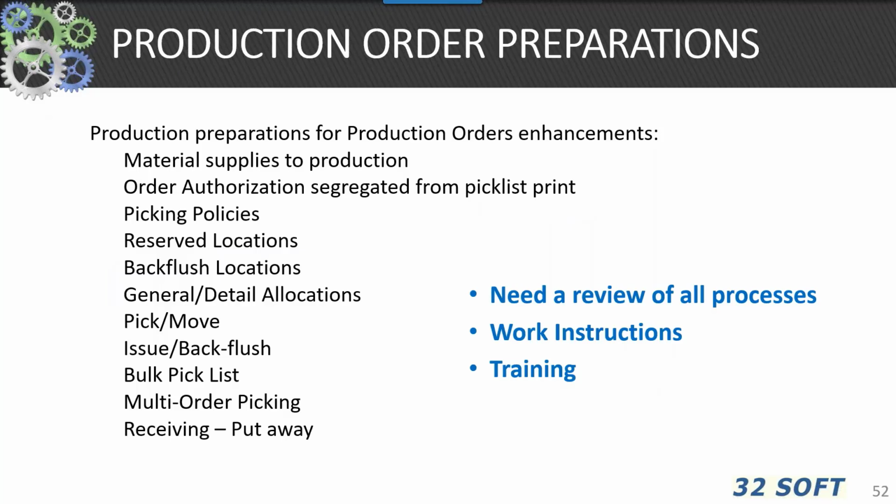Production orders, transition from work orders to production orders: you should first consider how supplies get to production, because there's lots of new functionality to help with that. Production authorization is segregated from printing to pick list. We've got new pick policies. We're going to cover reserved and backlist locations.